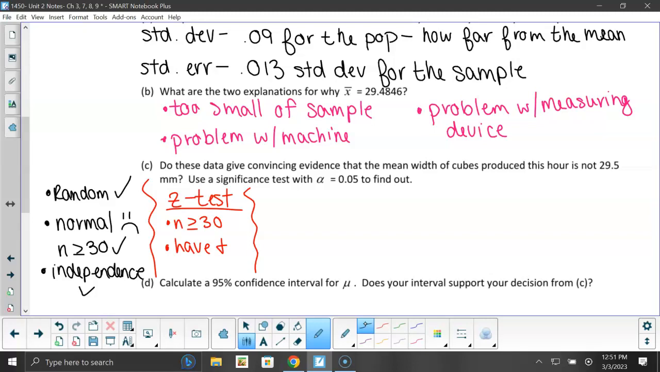All right, so what kind of null and alternative hypotheses do I want to have? And then alternative is, yes, this is the two-sided. So 29.5, it's not equal to that. All right, calculator time.